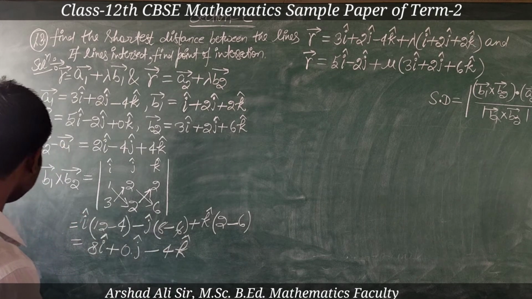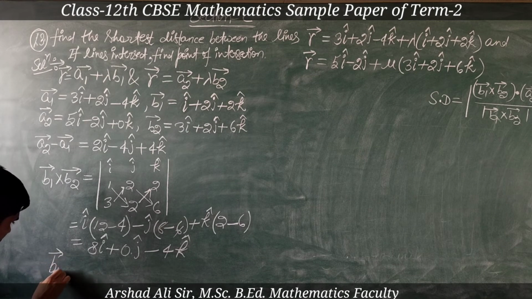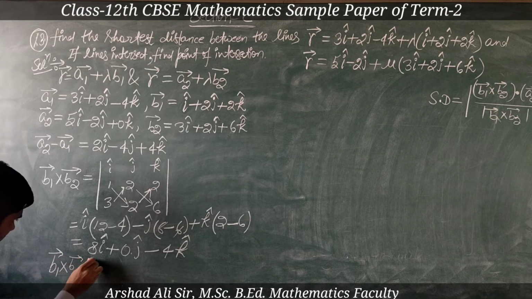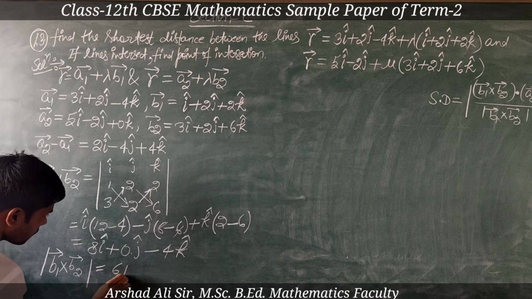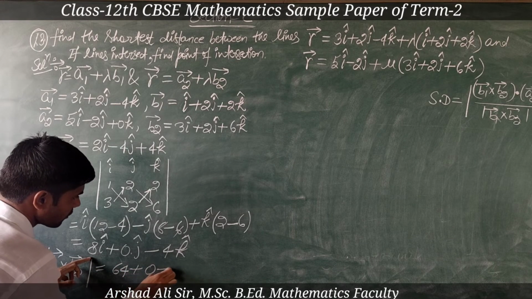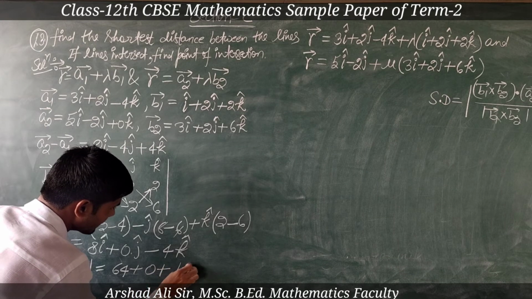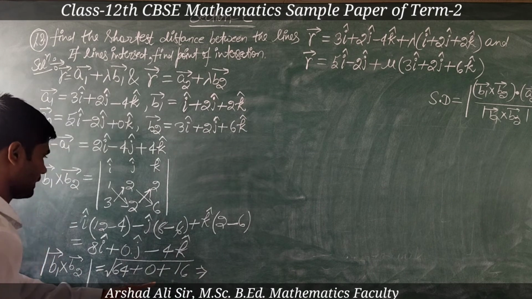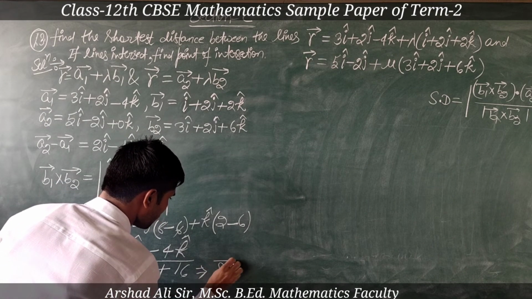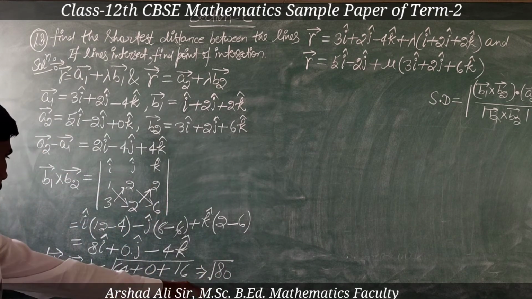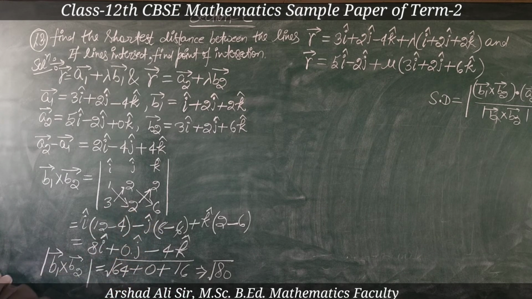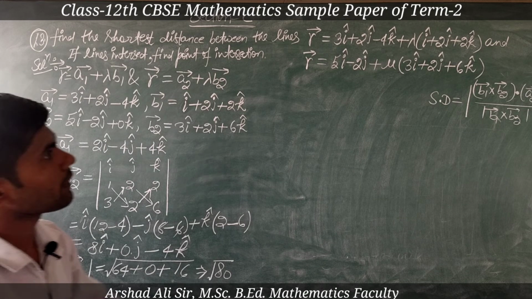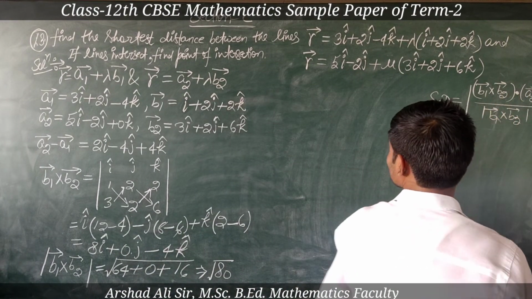Now we have to find the mod of B1 cross B2. Okay. Square of 8, 64, plus 0 plus square of 4, it will be 16. 16 plus 64, it will be 80. Okay, square root of 80. So square root of 80 is the answer of B1 cross B2 modulus. So now we will find the dot product of B1 cross B2 and A2 minus A1.